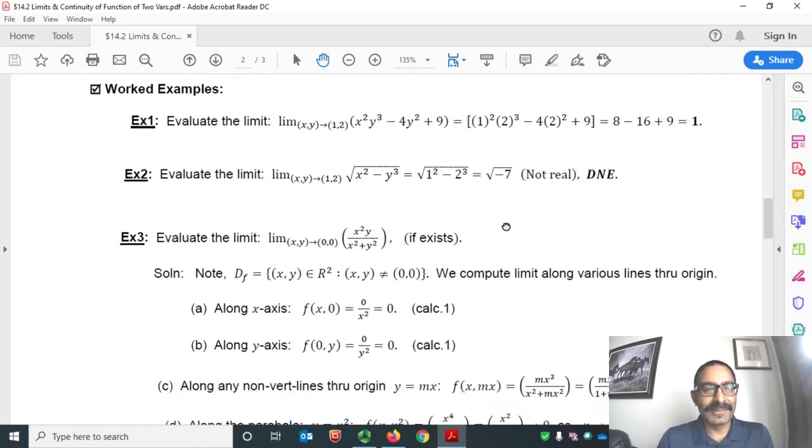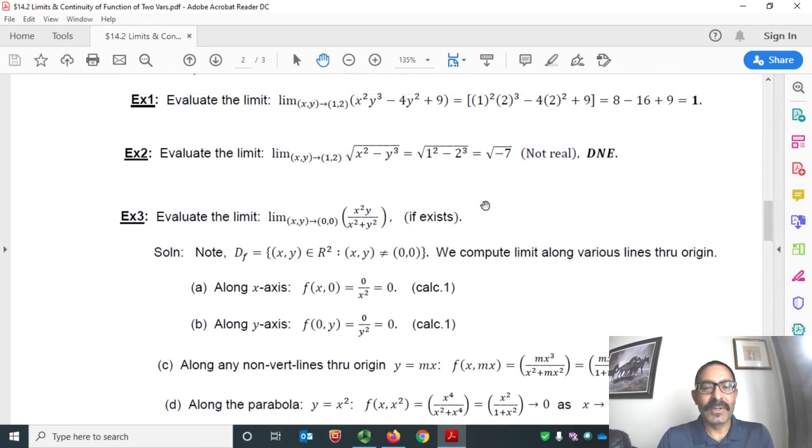Now let's move on to example 2. Find the limit. Our function is the square root of x squared minus y cubed, and (x,y) approaches (1,2). So put x equals 1, y equals 2, but this gives us the square root of minus 7. It's not a real number. That means the limit doesn't exist as a real number. So the limit does not exist.